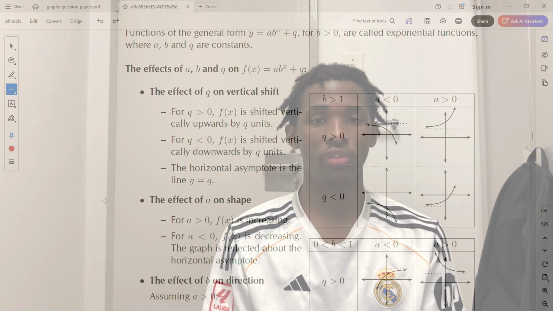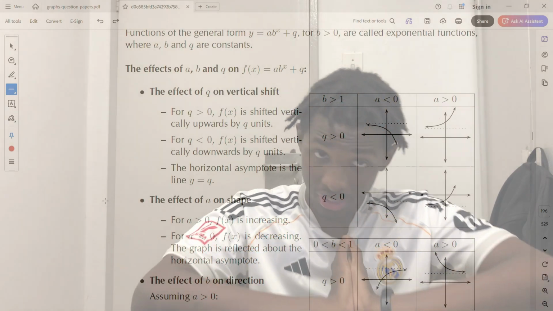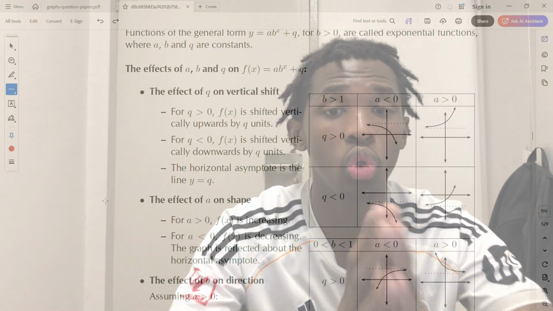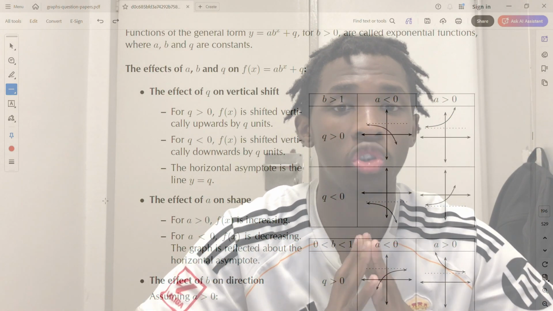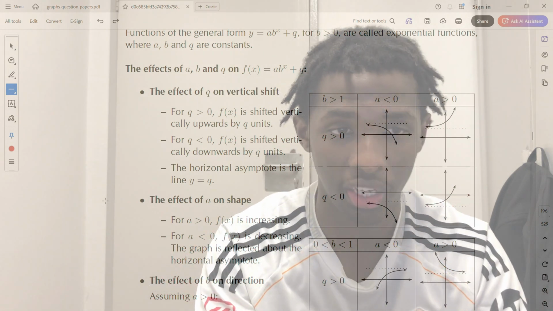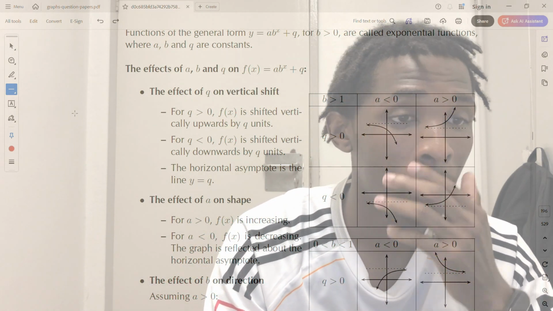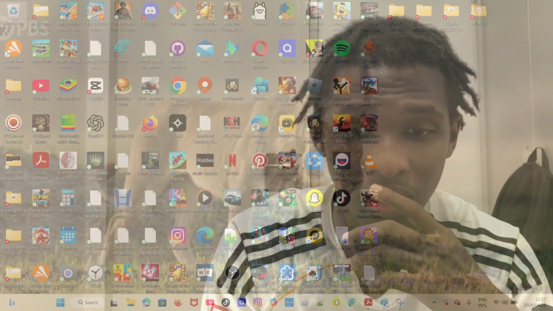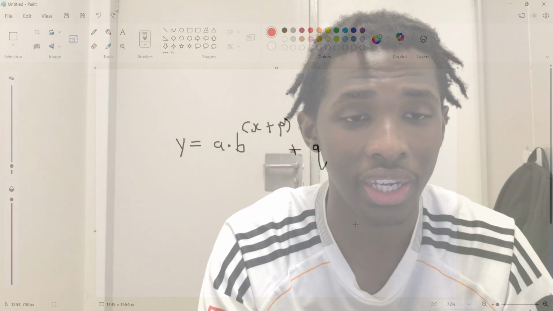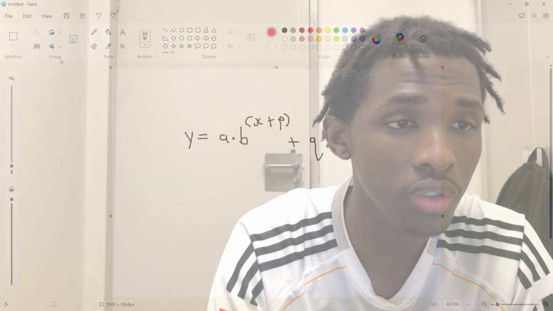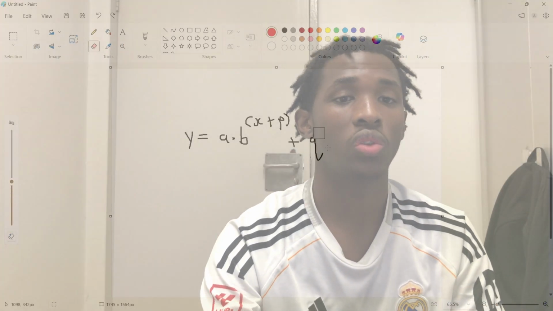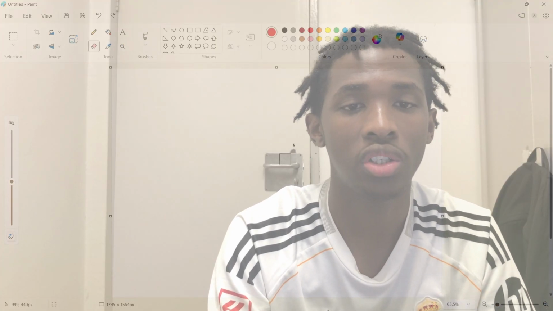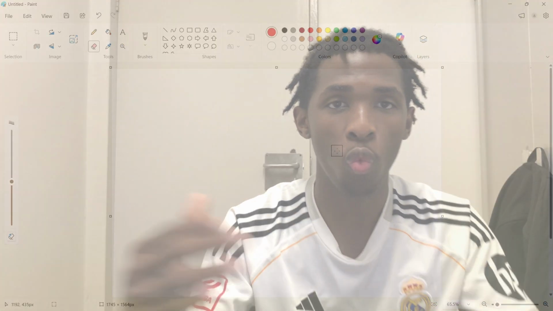on vertical shift. I think that's the first thing, that q shifts our graph vertically. For me, it's very tricky to understand, to distinguish between something that shifts the graph vertically and where it cuts the graph.